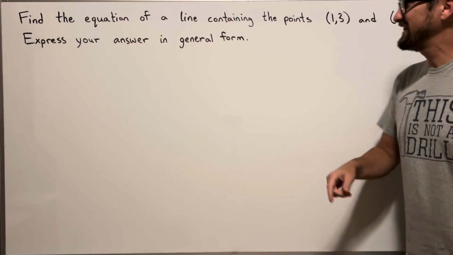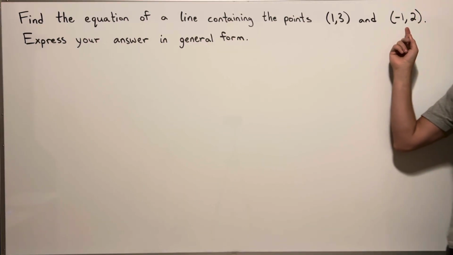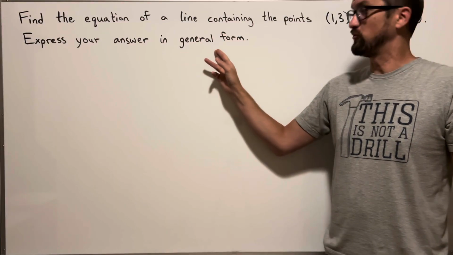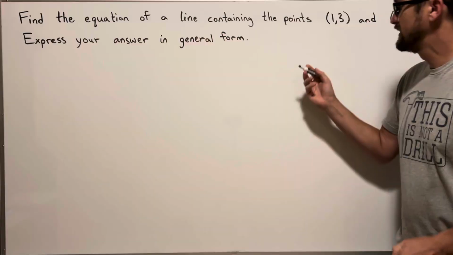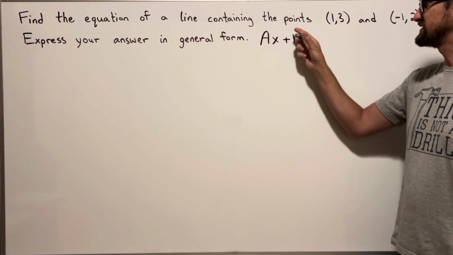Find the equation of the line containing the points (1, 3) and (-1, 2). Express your answer in general form. General form, also called standard form, is when you have ax plus by equals c.